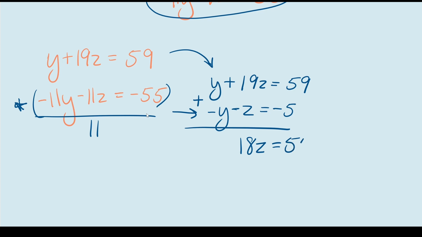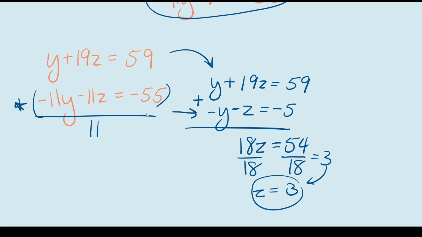Now, to solve for z, we can just simply divide both sides by 18, and z is equal to 54 divided by 18, which is 3. So z is 3. Now, the great way of using this method to solve system of equations is that now that we found z, we can plug that back into these equations up here to solve for y.